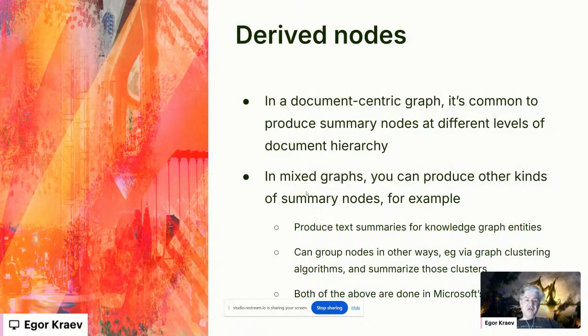And then what you'll typically also do, just like you had summary nodes for references, for sections and documents in the document-centered graph, you'd also want to do some kind of derived nodes in a mixed graph. So one thing, for example, that Microsoft's GraphRAG does is you do text summaries for the knowledge graph style entities, and then you do clustering on the graph, and then you do summaries on the clusters, which GraphRAG calls communities. And those can be hierarchical, like any clusters, and so on and so forth.